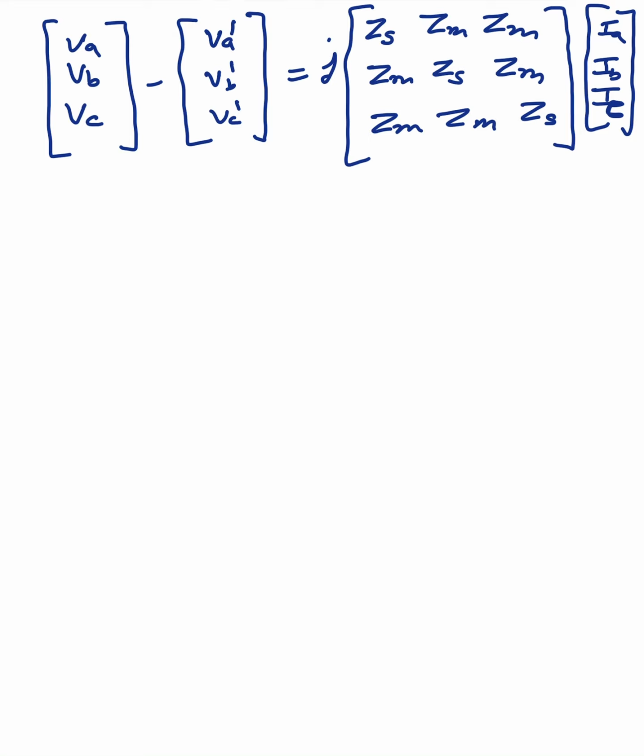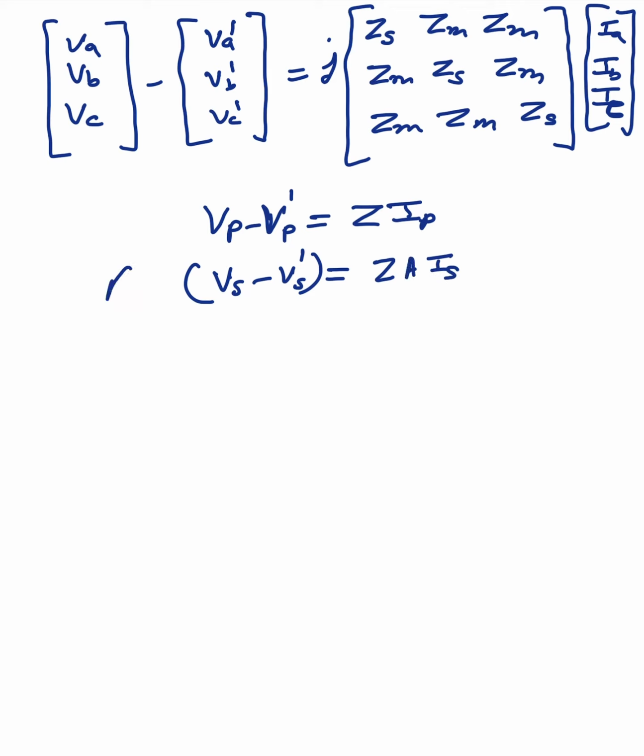So here you can see the form Vp minus Vp dash is equal to Z into Ip. Suppose here Vs minus Vs dash is equal to Z into Is multiplied with A. I have written Vs minus Vs dash equal to A inverse Za Is. So that is equation number one.